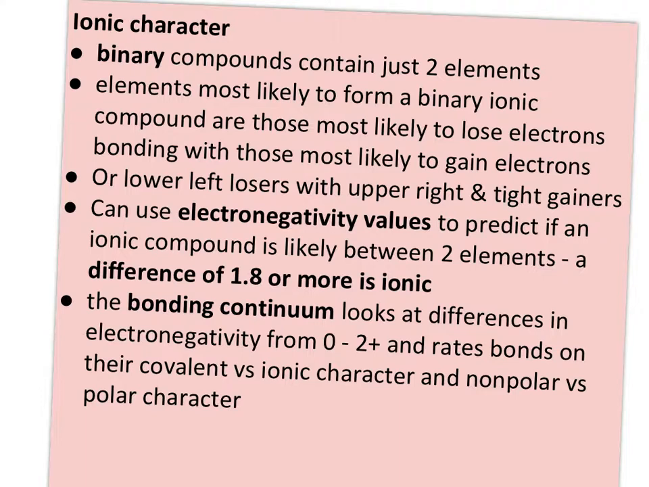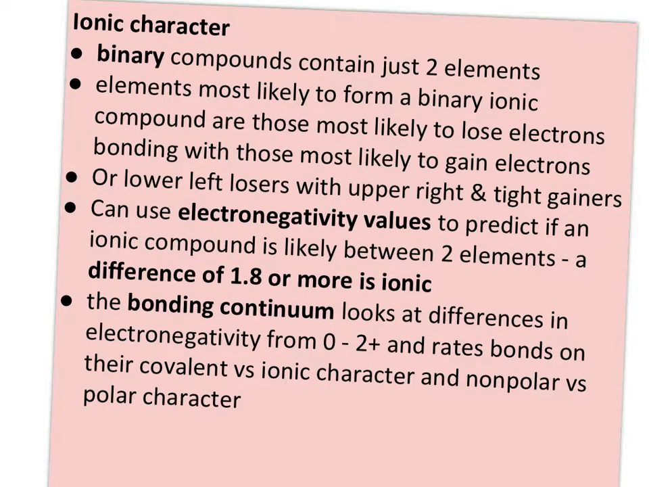And you can actually use electronegativity values to predict if an ionic compound is likely between two elements because IB says it's a difference of 1.8 or more in electronegativity. Some books say 1.7, but it's around that area. So once you get to a difference in electronegativity of 1.8, the electron spends so much time with the nonmetal that it's considered to be transferred.